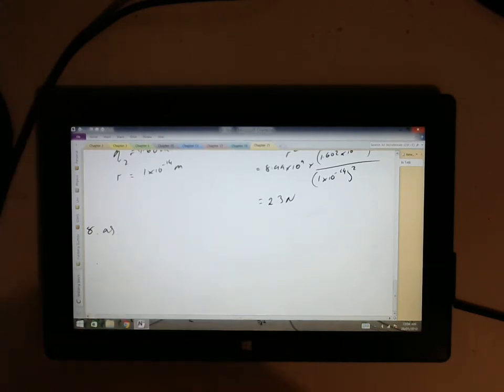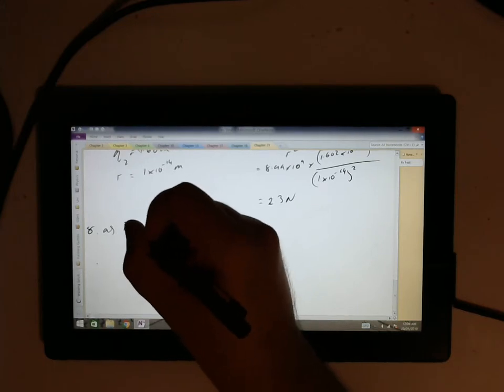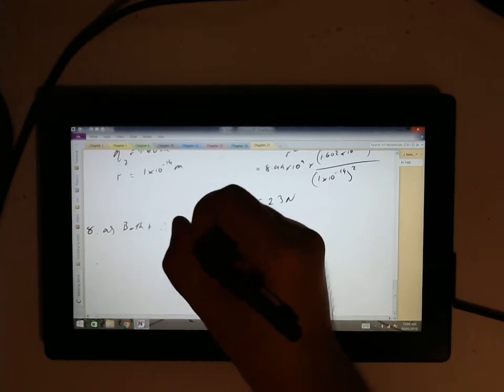It's plus q. Q could be 1, Q could be a billion, Q could be 0.0002. It doesn't matter. They've said plus coulombs. They're both plus, therefore it is repulsive. Both plus, therefore repulsive.